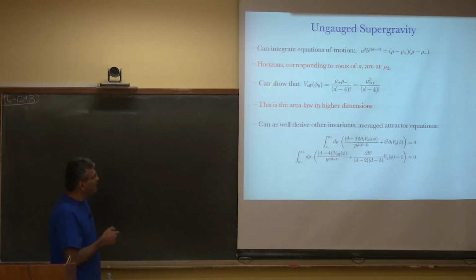So in the ungauged case, it's rather similar to what we looked at previously, and we find that the effective potential evaluated on the attractor values is related to this new rho coordinate introduced at the outer and the inner horizons, which is related to the rho coordinate for the extremal solution. And this is the analog of the area law in higher dimensions. And as well, if you integrate the attractor equations over the region between the two horizons, you'll find that this also equals 0, just like in the 4-dimensional case.